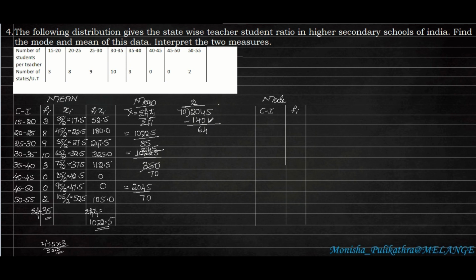64 is not divisible by 70. So we can take another number, 645. Next, 7 9s are 63, so 7 9s are 630. So 15 will be remaining. So put a point here, and we can add a 0 here.